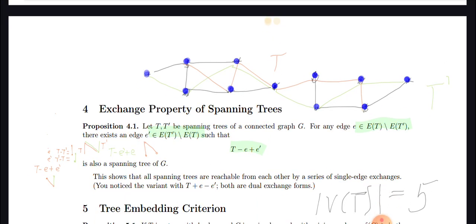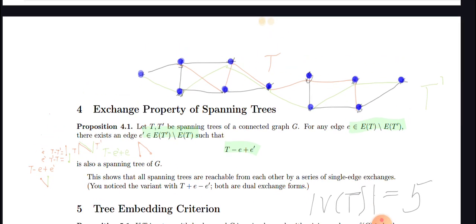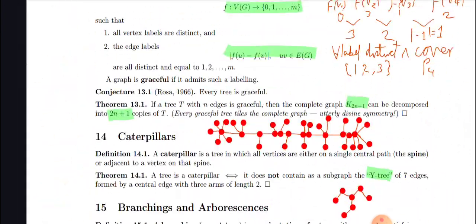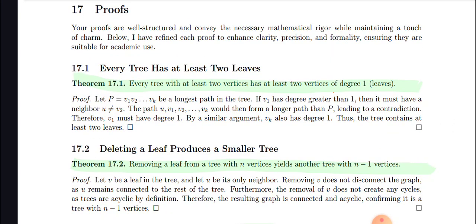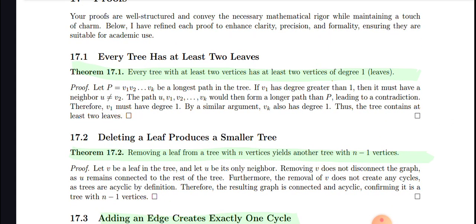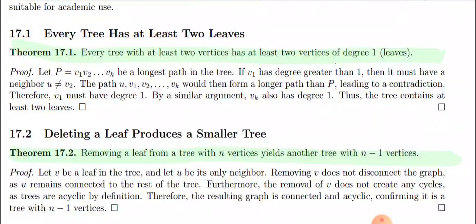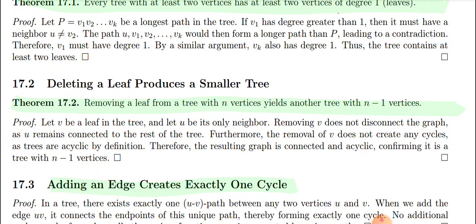Right, because the leaf was only connected to one neighbor. Only one neighbor, u. So removing it can't possibly sever u's connection to the rest of the structure. The resulting graph is still connected and still acyclic. It's still a tree. This property is absolutely crucial for recursive algorithms that operate on trees.